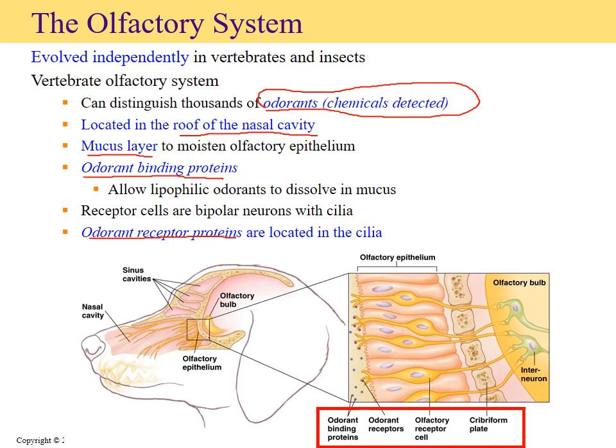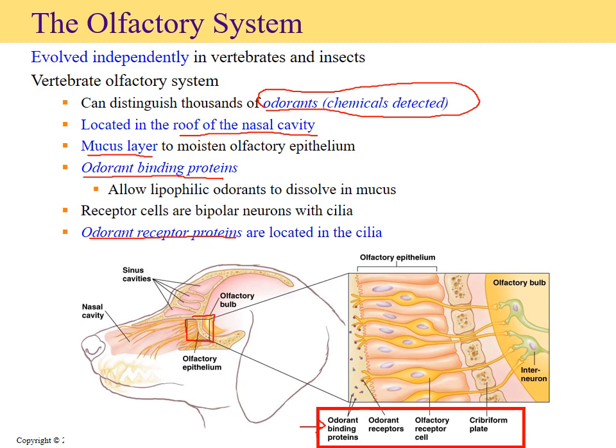So let's go ahead and take a look at our picture. You can see they went ahead and drew out the nasal cavity of a dog and highlighted where the olfactory system is going to be located. And if we take a look at our insert box, we're going to notice that we have our odorants indicated by these little purple dots floating around in a layer of mucus.